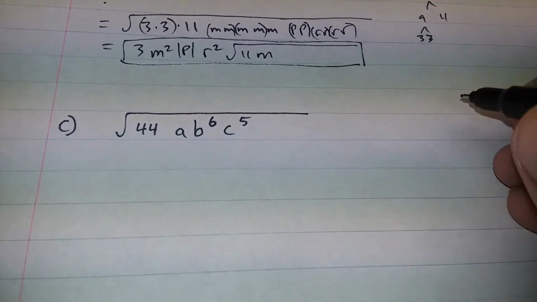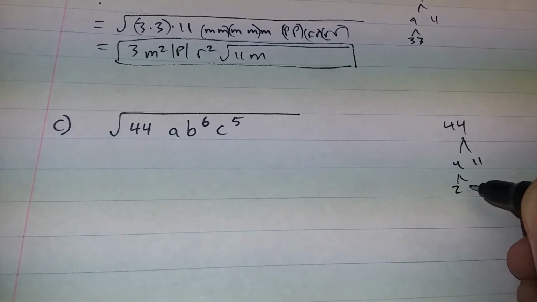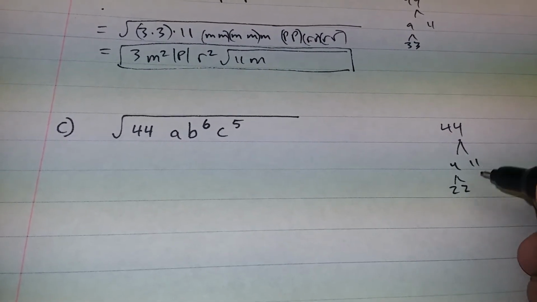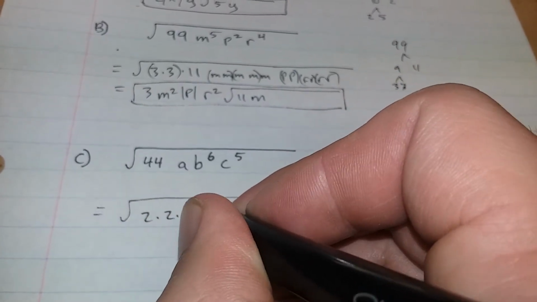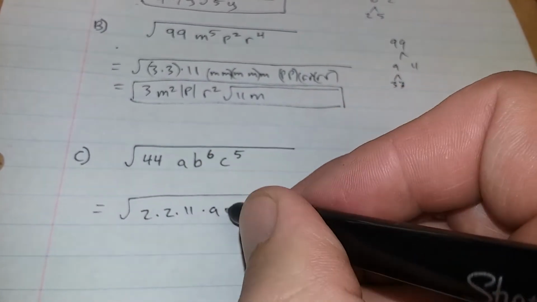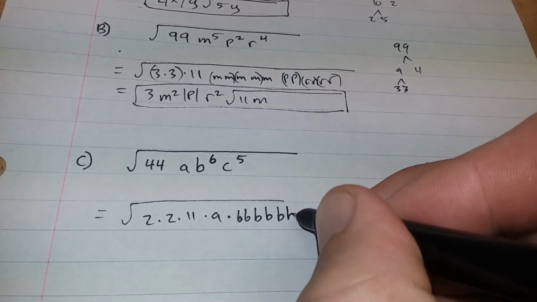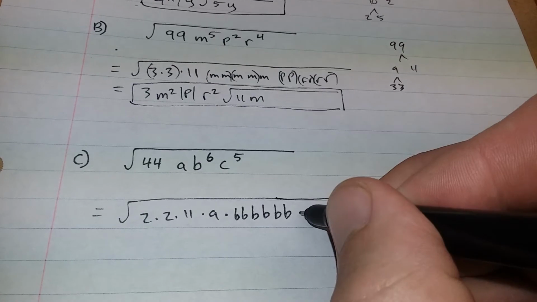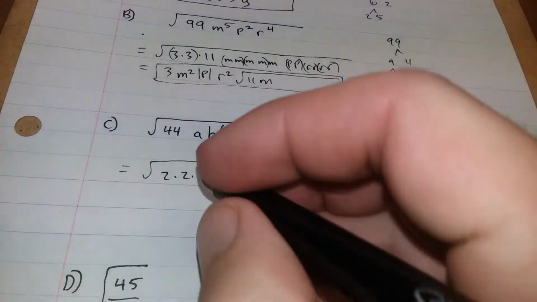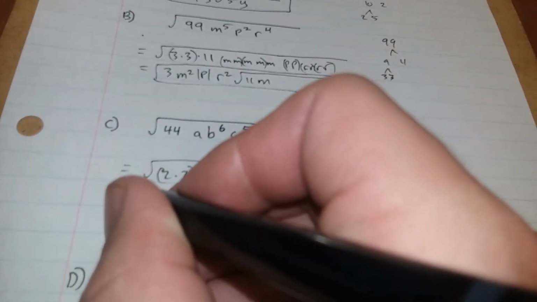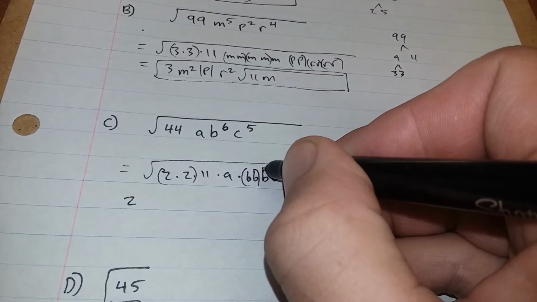Problem C again, prime factorization of 44. Got 4 times 11. And that's 2 times 2, so 2 times 2 times 11. Times a, we got 6 b's, 1, 2, 3, 4, 5, 6, and then 5 c's, 1, 2, 3, 4, 5. Okay, pair up what we can. We have 1 pair of 2's that's going to go out. Okay, the a will have to stay under. It doesn't have a pair.